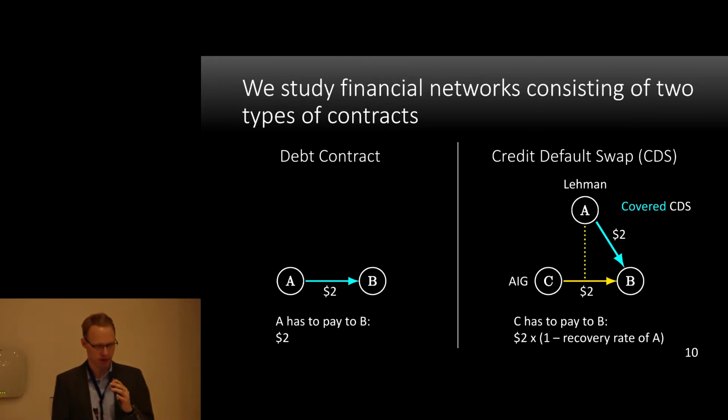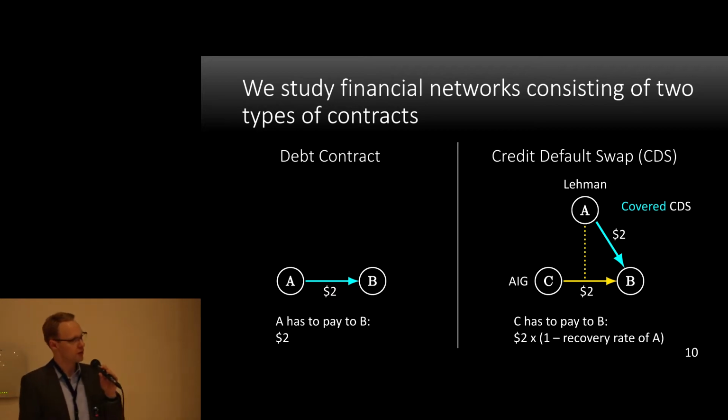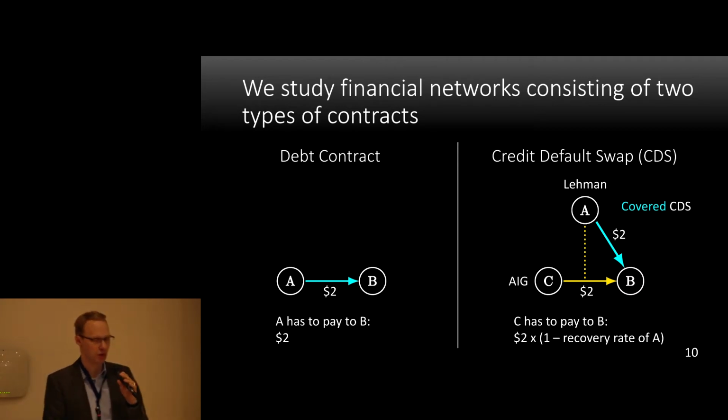A has to pay a fixed amount to B. And the other one is a derivative that is called a credit default swap, or CDS. And I want to motivate this starting at a debt contract. So let's say A owes an amount of $2 to B, but B may not be so sure that A can actually pay that, and they may want to buy an insurance from a third bank, C.